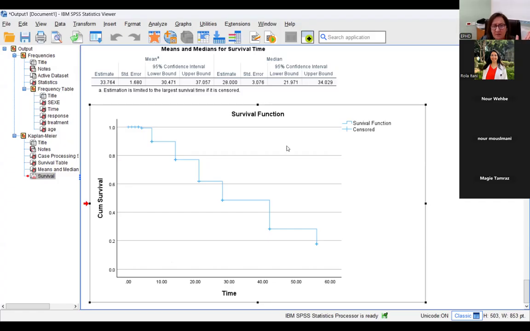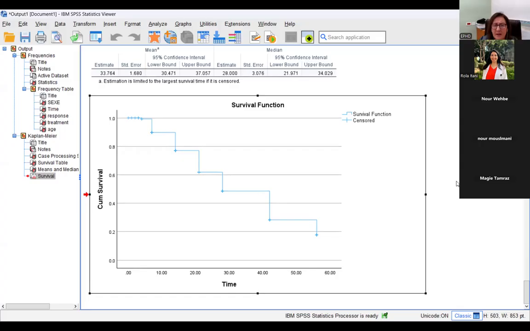So nevertheless, this is decreasing. So people are relapsing as time goes by. And I think at 55, most of them have relapsed by 55 months, right? So we have the last observation at 55 months, the one that we have seen before.